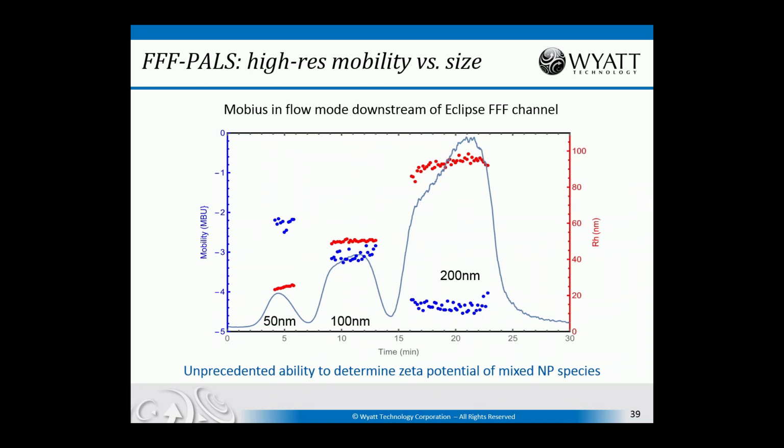This is an example of looking at separation and measurement of the electrophoretic mobility of a mixed nanoparticle species with 50, 100, and 200 nanometers. These are latex spheres. And so we're able to measure the size because the Mobius incorporates a dynamic light scattering detector, which will give us the hydrodynamic radius, that's the red, Rh, as well as the electrophoretic mobility measured here in blue.